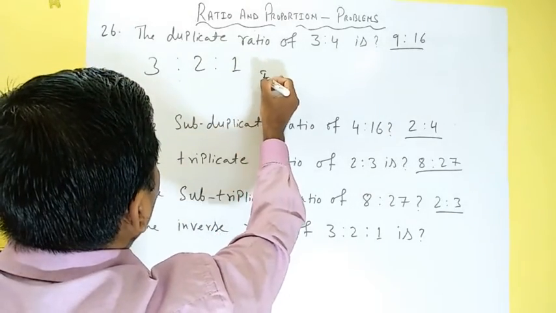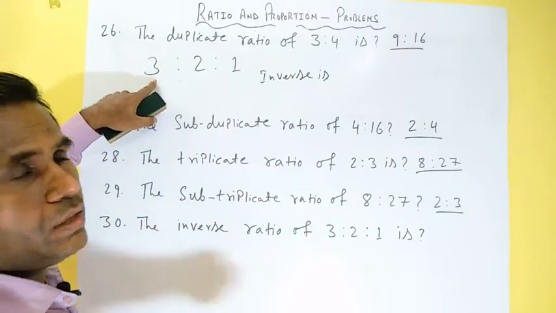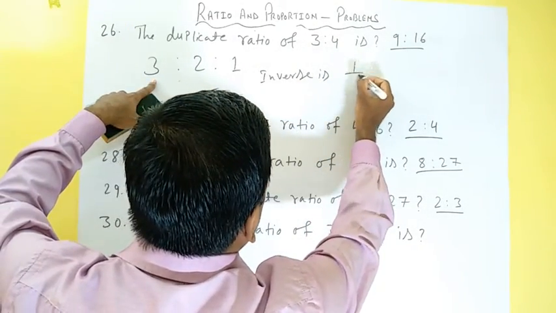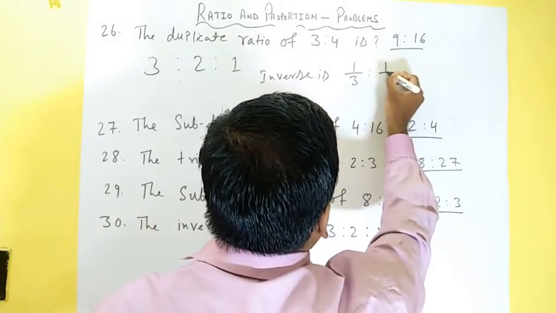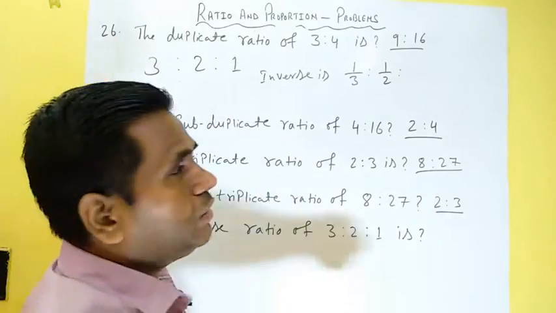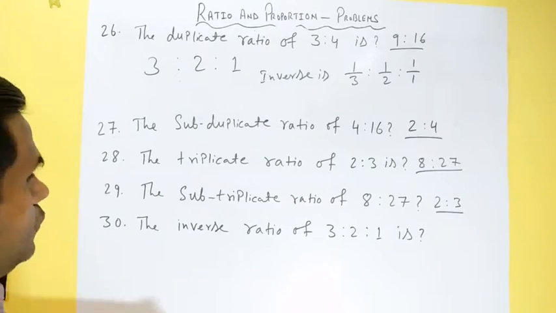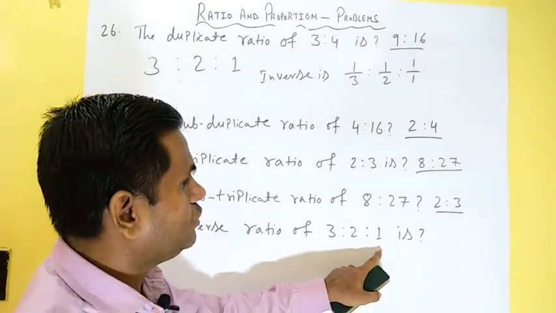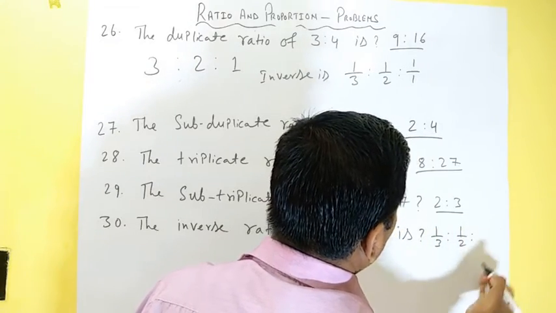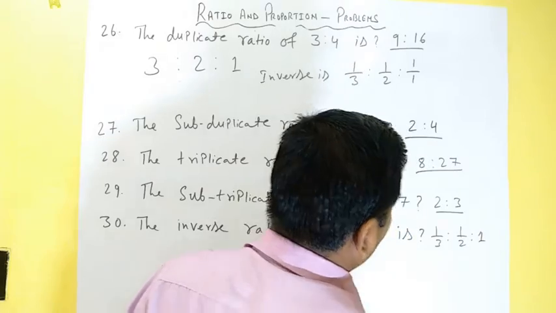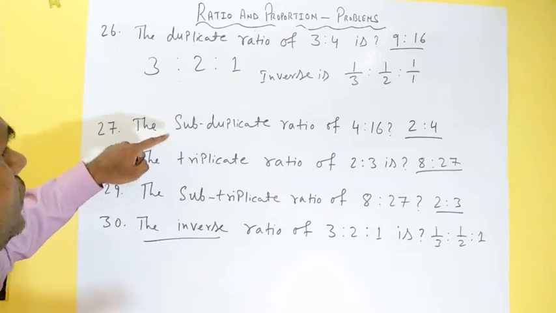So for this, the inverse is, for 3 we will write the inverse of 3. The inverse of 3 is 1/3. Then for 2 we will write the inverse, which is 1/2. And then for 1 it is the same, 1 only. So for 1 we can write 1/1. So the inverse ratio of 3:2:1 is 1/3 is to 1/2 is to 1/1, which is 1 only, right? So we can write like this. So with this we have solved these problems.